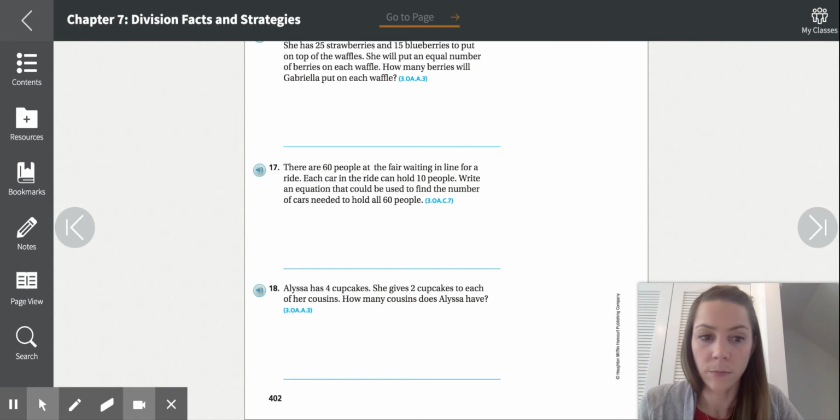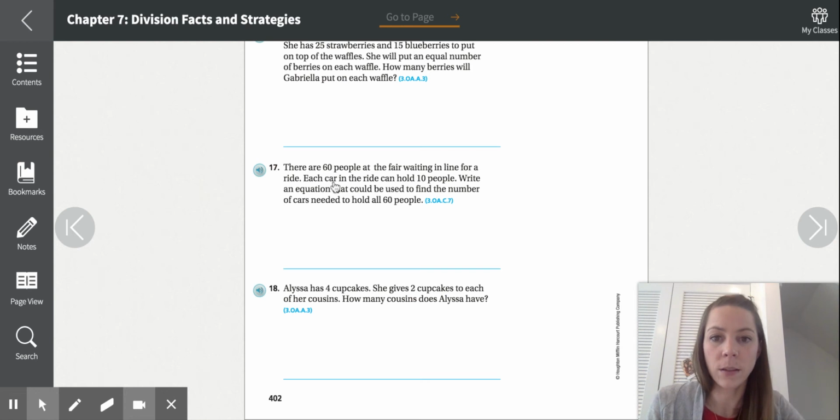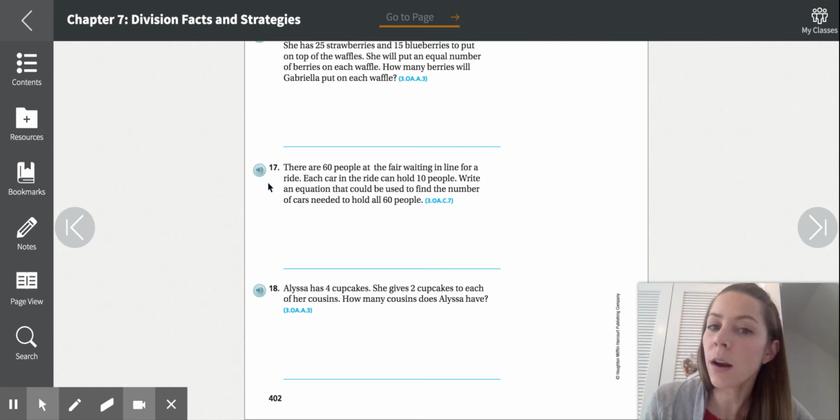All right, let's move it up so I can see my pen here. Number 17, there are 60 people at the fair waiting in line for a ride. Each car in the ride can hold 10 people. Write an equation that could be used to find the number of cars needed to hold all 60 people.